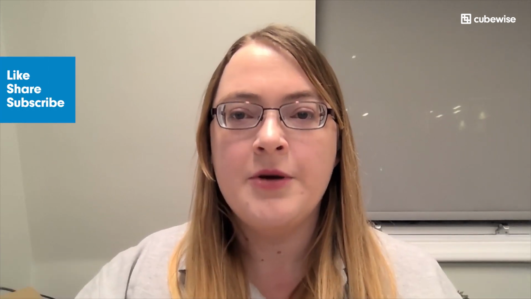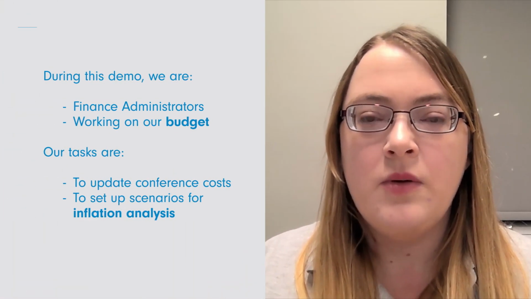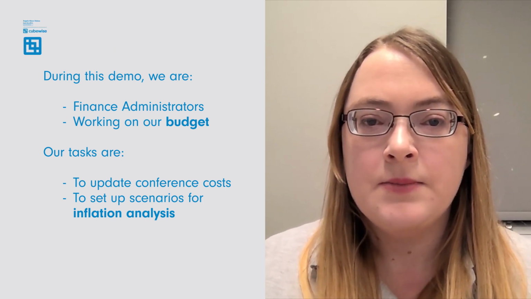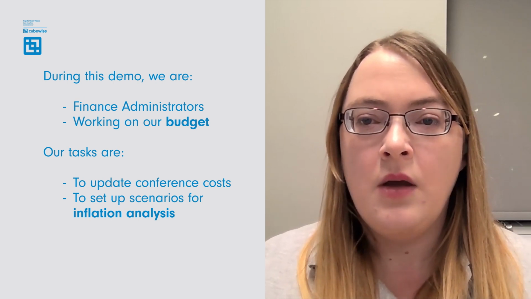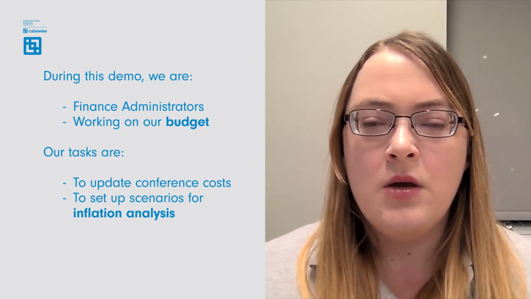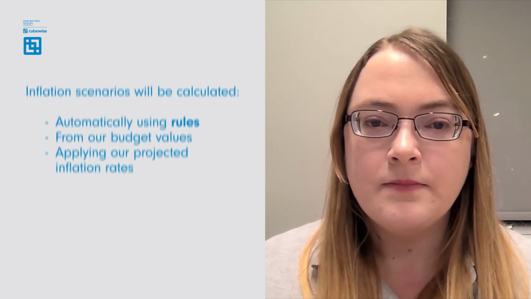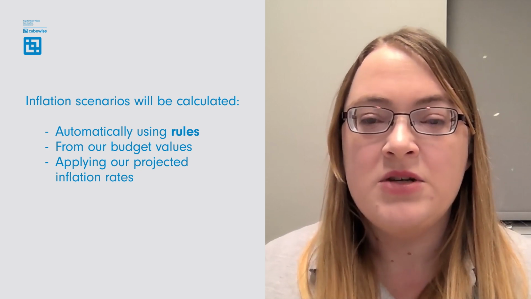So, in this demo, we're going to be acting as a finance administrator whose team is in the middle of finalizing our budget for the next year. Before receiving final approval, we've been asked to do two things. Firstly, to increase our conference costs, as we are now planning a larger one than previously expected. Also, due to the current uncertainty around inflation rates, we're to include a scenario analysis showing what effects high and low inflation rates would have on our numbers, so that our team doesn't need to update values in multiple places every time a change is made.